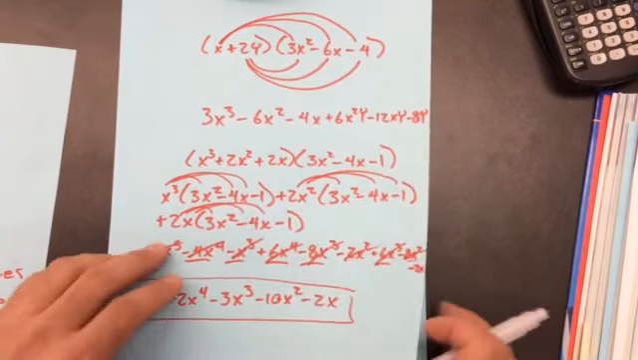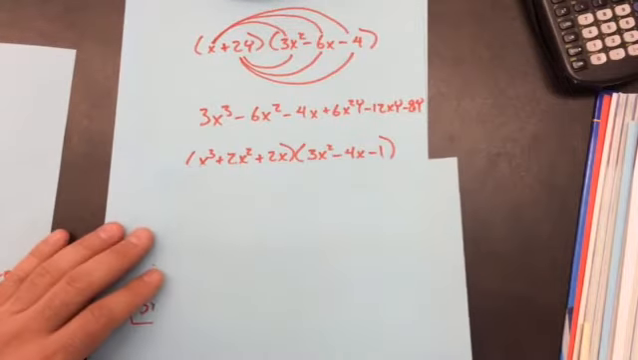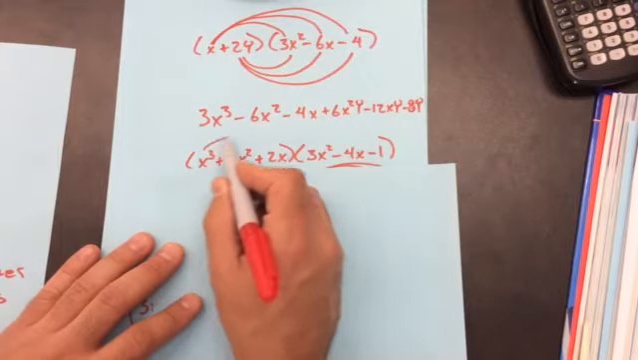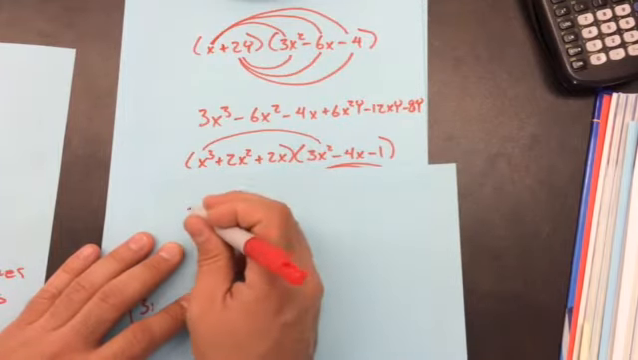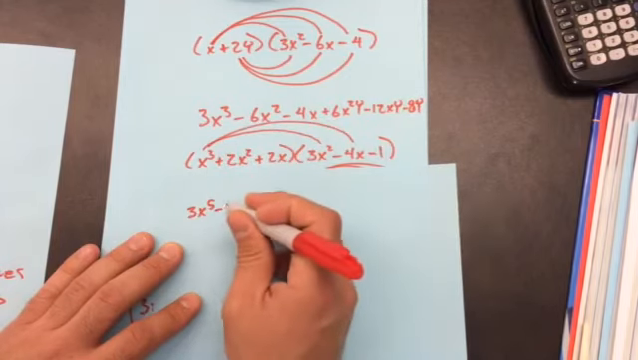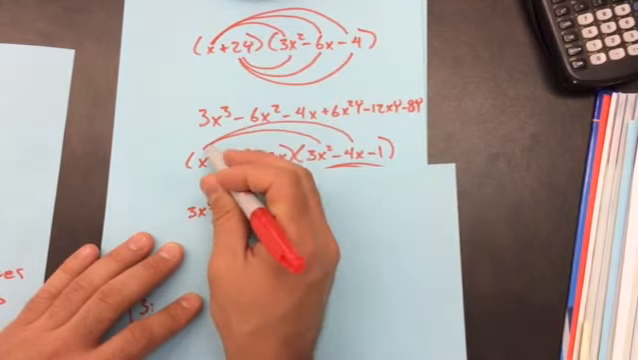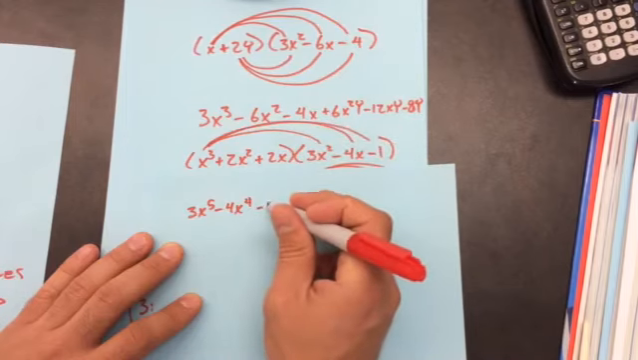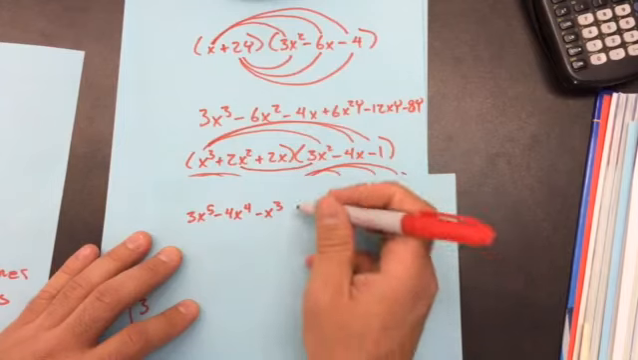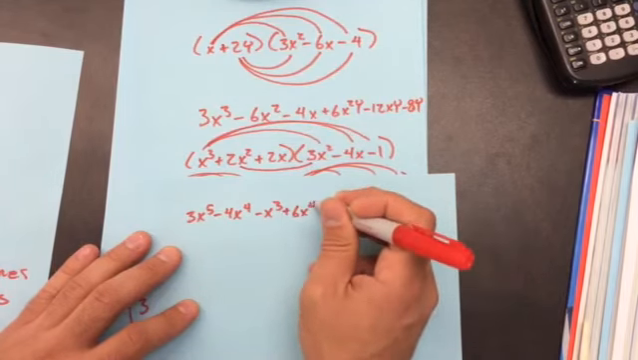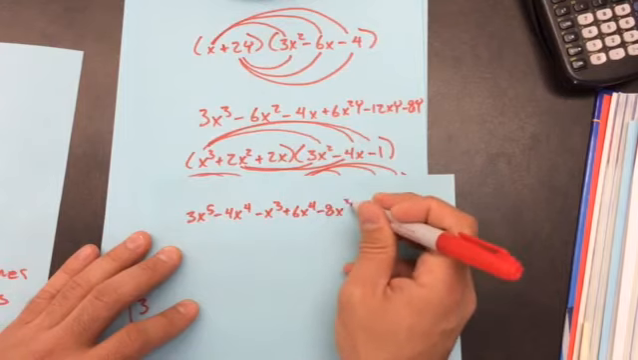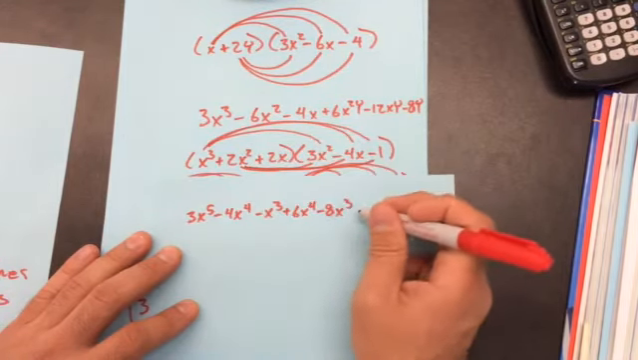What you'll also see people do, what I'll see people do a lot of times, using the same problem, is they'll just go like this. X to the third times 3x squared is going to be 3x to the fifth. X to the third times negative 4x is going to be negative 4x to the fourth. X to the third times negative 1 is going to be negative x to the third. 2x squared times 3x squared is going to be 6x to the fourth. 2x squared times negative 4x is going to be negative 8x to the third. 2x squared times negative 1 is going to be negative 2x squared.